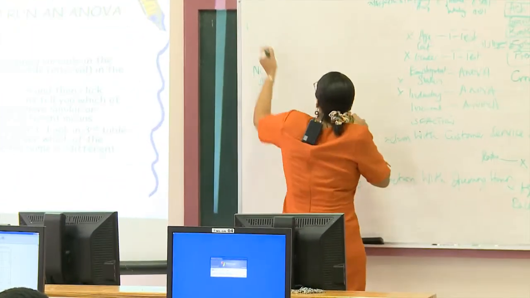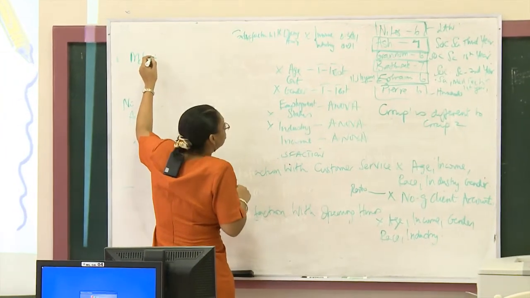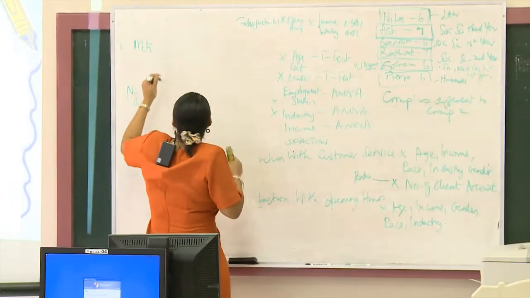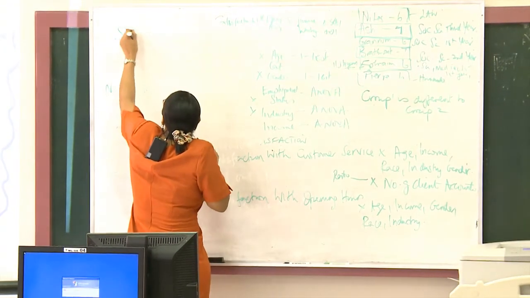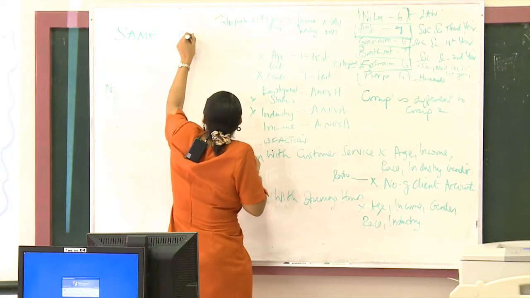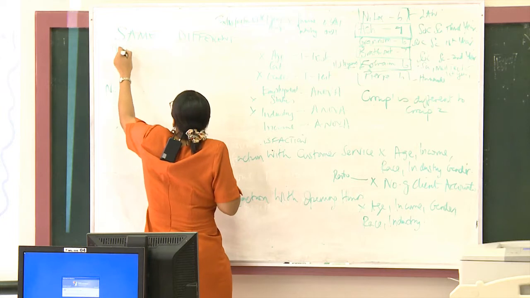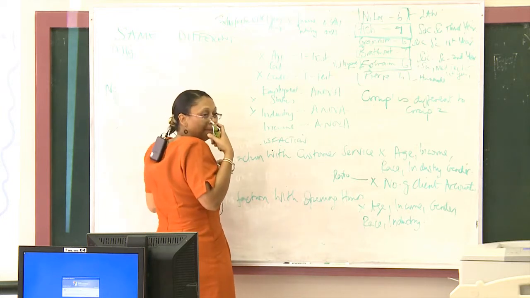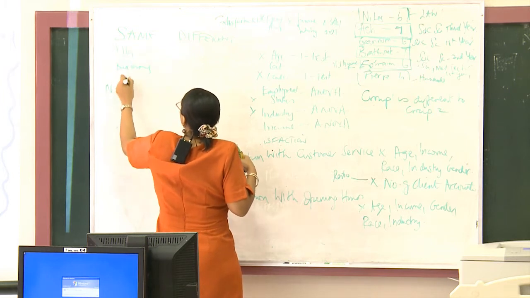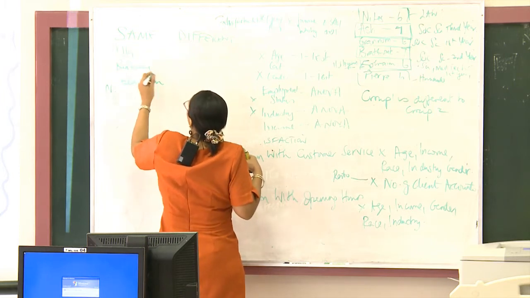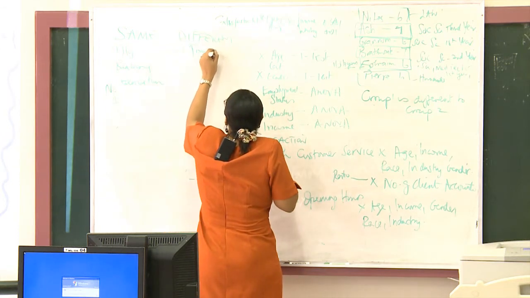So manufacturing is the same as who? All right, let me put same, different. Manufacturing is the same as who? Banking, education. All right, but manufacturing is different to tourism and agriculture.